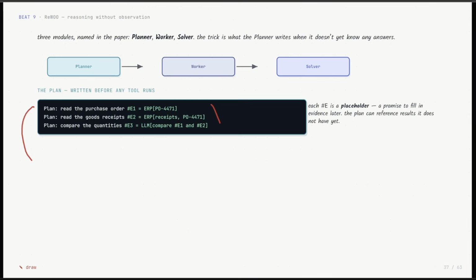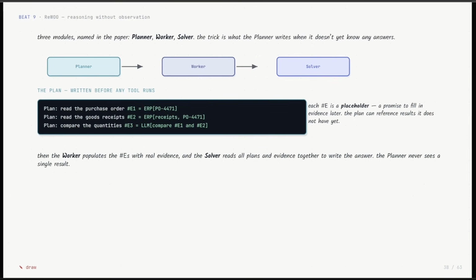What it would do is store E1, E2, E3. It's basically saying, hey, in each of these hashes it creates a placeholder. It's creating a promise to fill in evidence later. The plan can reference results it does not have yet, and that's what's nice here. Then the worker goes and populates these placeholders with real evidence, and the solver reads the whole plan and all the evidence together to write the final answer.